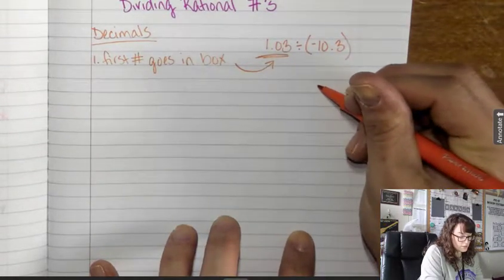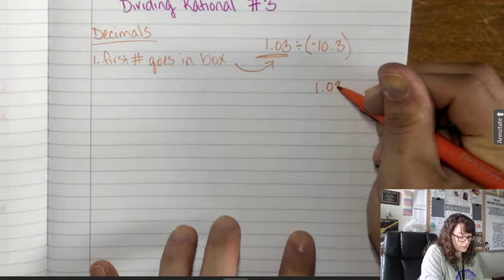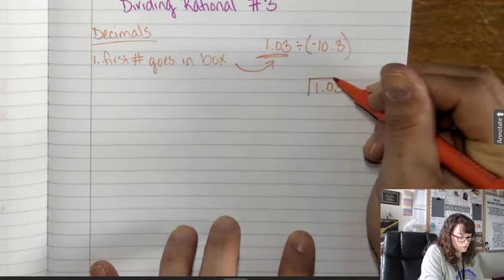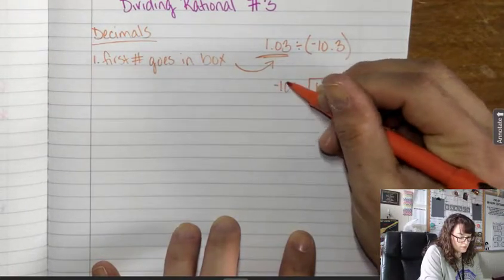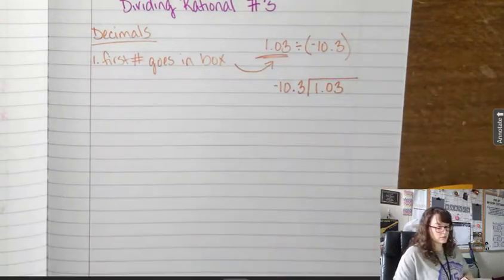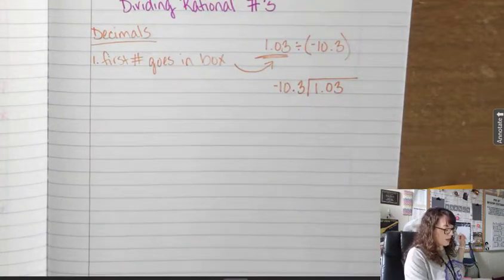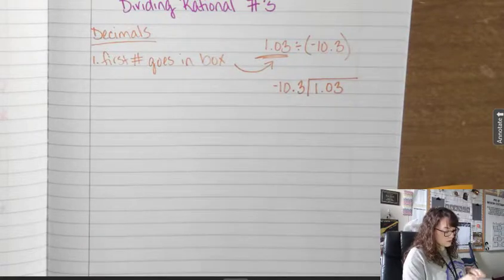So 1.03 and then negative 10.3. That's the first thing. We have to figure out which one goes in and which one goes out.